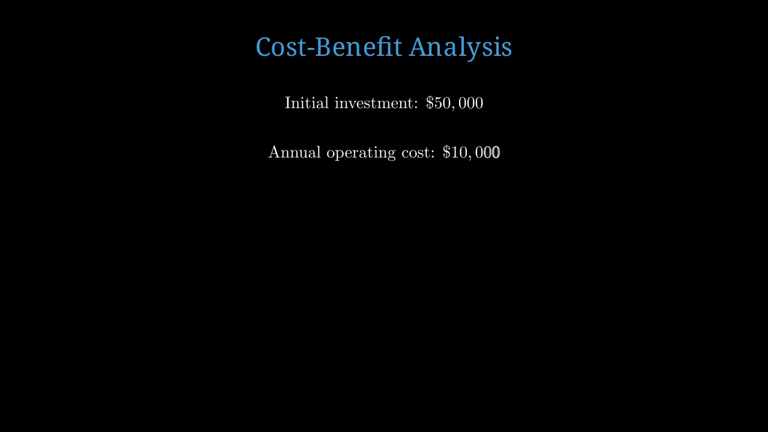Let's do a cost-benefit analysis for implementing AI in a microfluidics lab. Initial investment might be around $50,000 for computing hardware, software licenses, and training. Annual operating costs might be $10,000 for cloud computing, maintenance, and data storage. If the AI saves 500 hours of researcher time per year by automating optimization and analysis, and a researcher's time is valued at $50 per hour, that's $25,000 in annual savings. 500 hours times $50 per hour equals $25,000 per year.